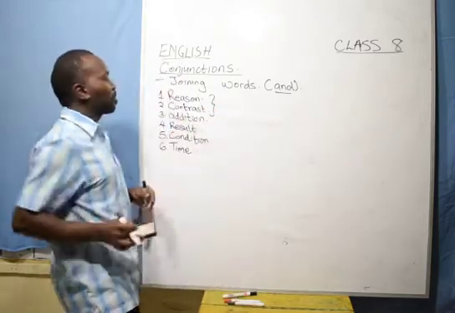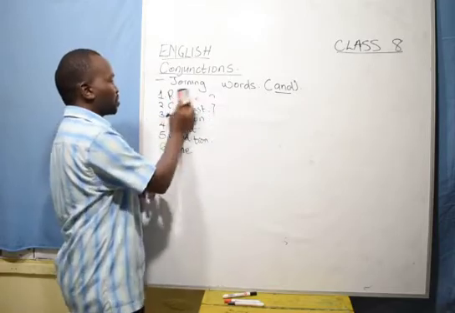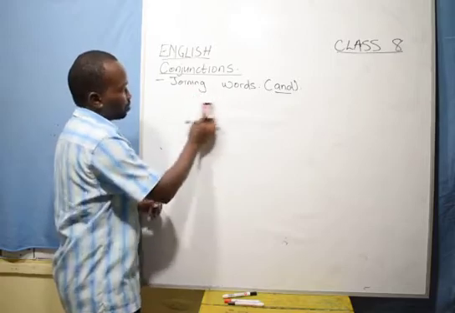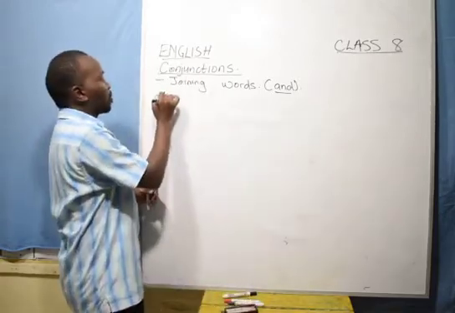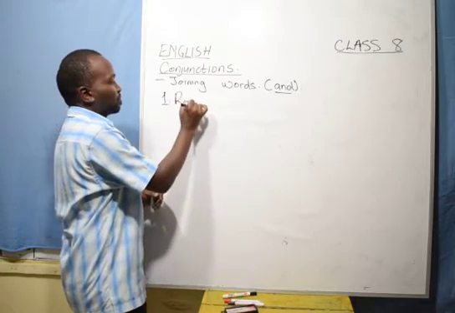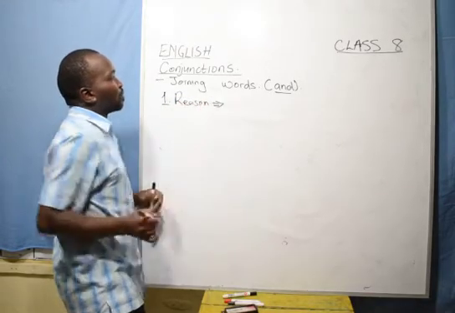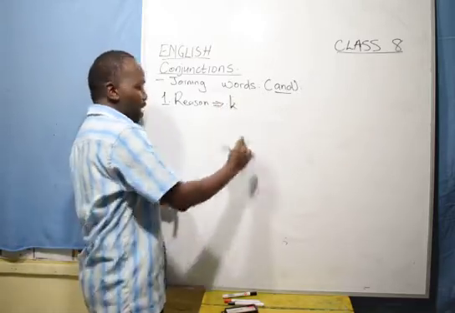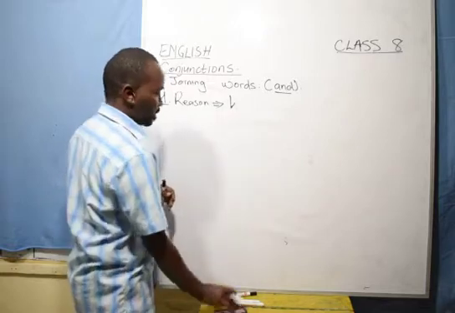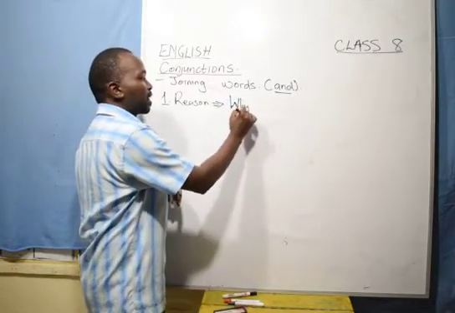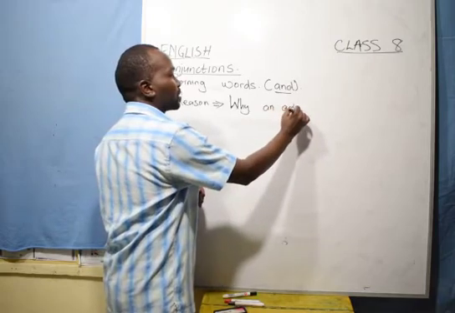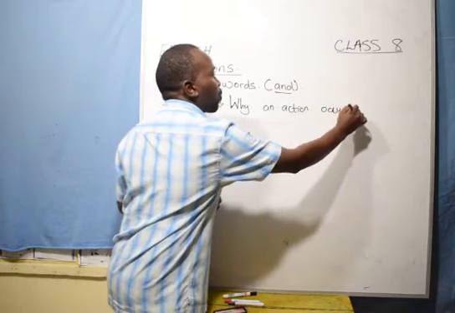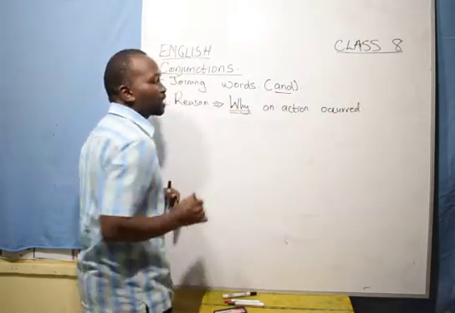That is conjunctions of reason and conjunctions of contrasts. Therefore, in your books, write conjunctions of reason. Number 1, reason. Now, these conjunctions of reason explain why something happened. They explain why an action occurred.